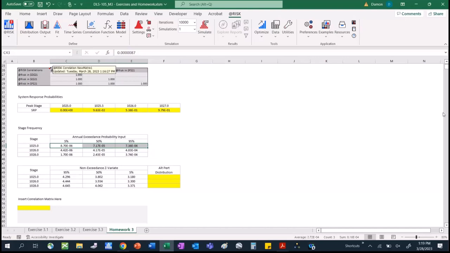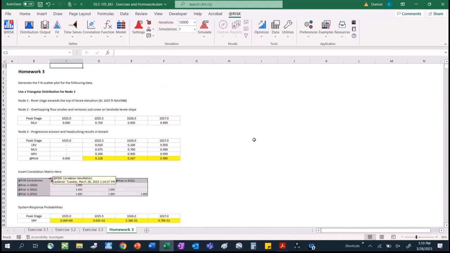Before we do that, I see a question in the chat. The question was, in cell D37, why did I multiply by one? I multiplied by one because there is this first node here where we're looking at whether or not the reservoir stage exceeds the top of levee or not. So at 1025 or below, that's going to be zero. Above it, it's going to be one. Anytime you multiply by one, it's just the number, so it really doesn't matter. But again, for completeness and just to show that the system response is going to be the product of all the nodes, I went ahead and included it. But that's all that is.